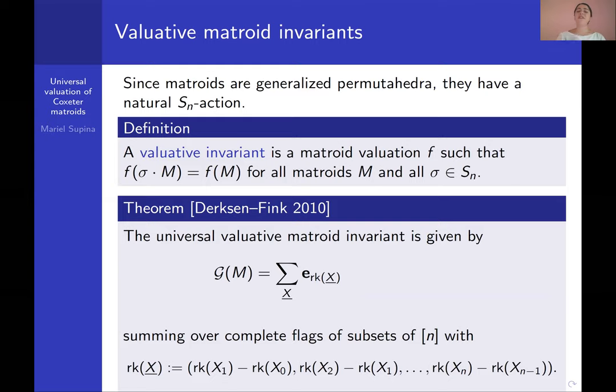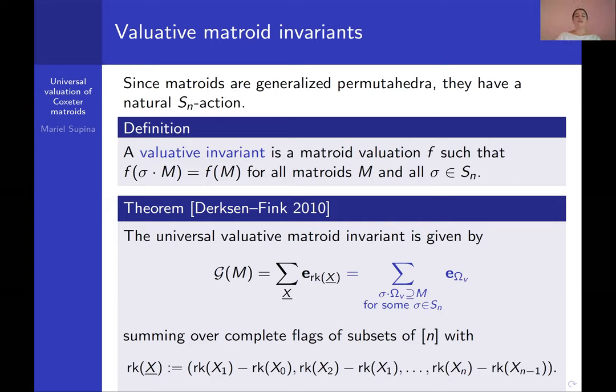But so they showed that this was the universal valuative matroid invariant. Another way to think about this is that this is going to be a formal sum over all of the Schubert matroids, such that some element in the orbit of that Schubert matroid contains your matroid M. And so basically we get this from the generalized permutahedra valuation by intersecting everything with the uniform matroid, and then we get these Schubert matroids.